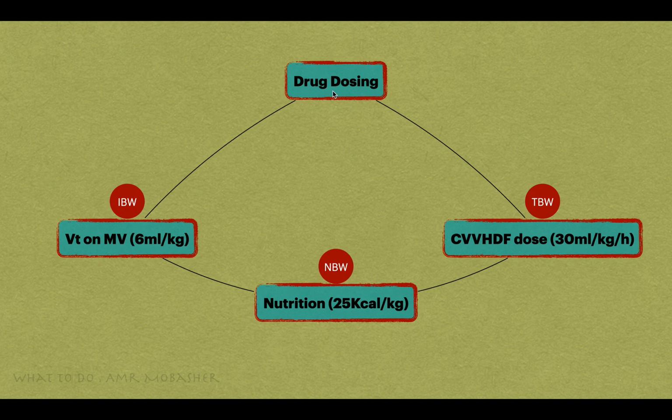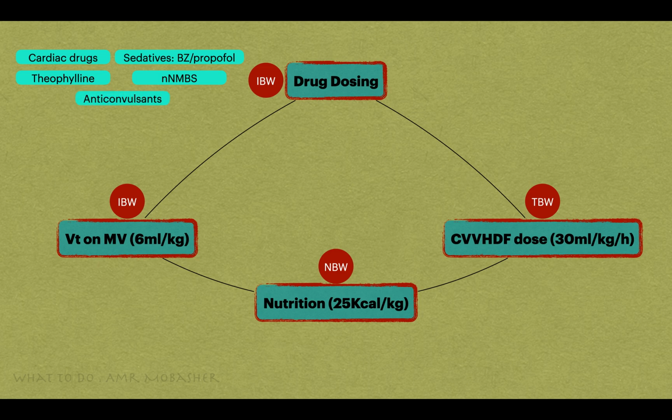The last one, drug dosing, is quite complicated, because sometimes I might use ideal body weight, which is the least one, especially for more dangerous medications like sedatives, benzodiazepines, propofol, non-depolarizing neuromuscular blockers like rocuronium and atracurium, cardiac medications like amiodarone and theophylline, and anticonvulsants like phenytoin. When we prescribe all these medications, I prescribe them based on ideal body weight.